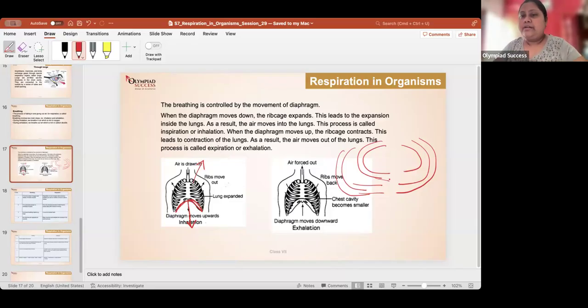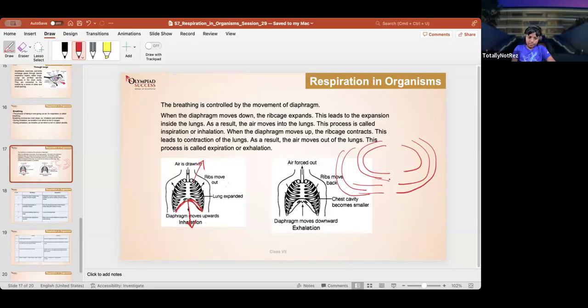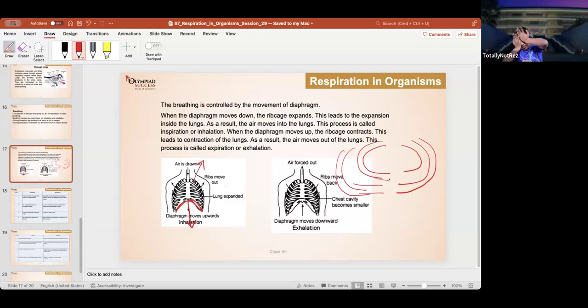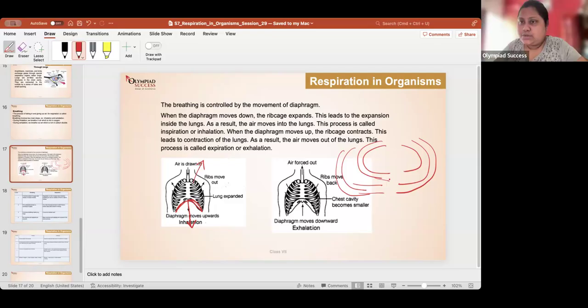Can you read the paragraph? The diaphragm moves down and the ribcage expands. This leads to expansion inside the lung as well. As a result, the air moves into the lungs. This process is called inspiration or inhalation. Clear? Yes. What will happen in the exhalation process?